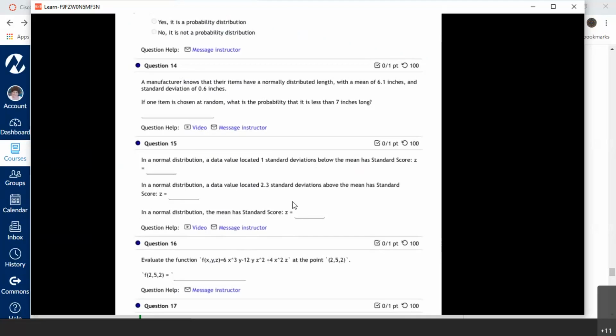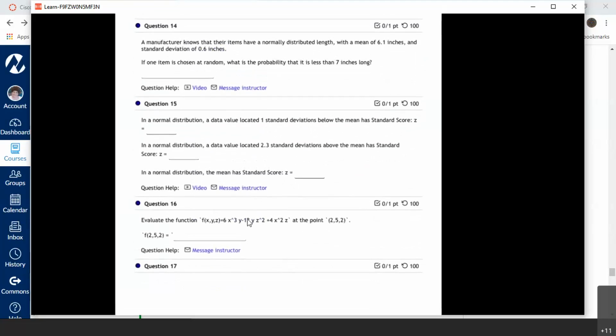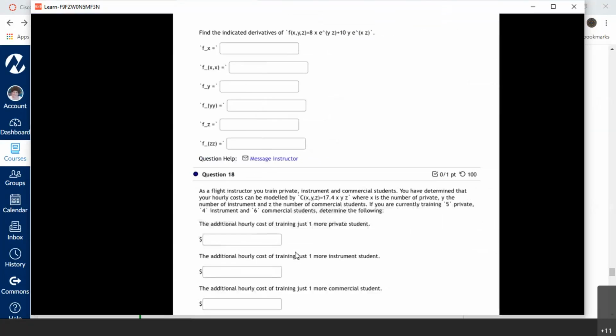For some odd reason that I can't explain, this function is written in calculator notation. I apologize for that. Just be very careful when you copy, okay? All you're doing here is evaluating at x is 2, y is 5, and z is 2. Just figure out what the value is. It's strictly a calculator problem.